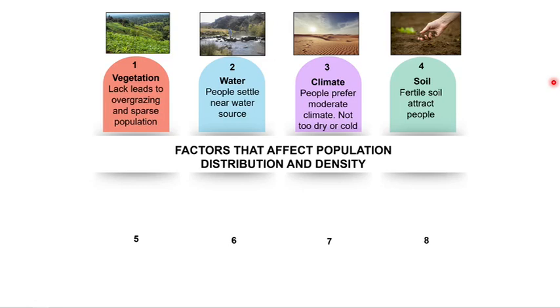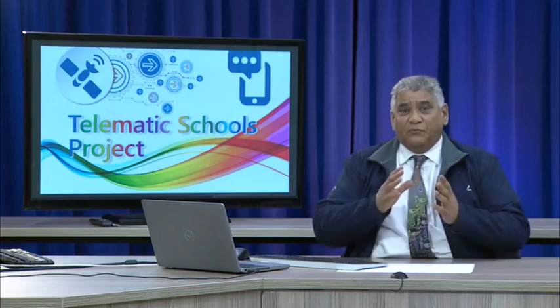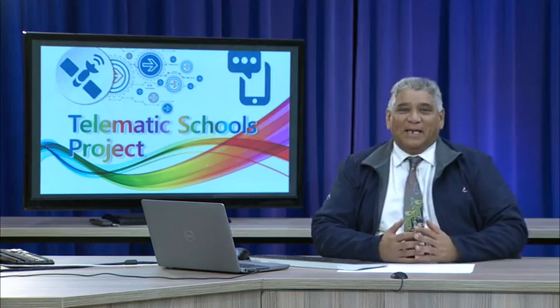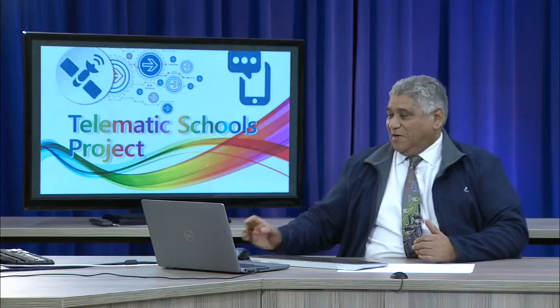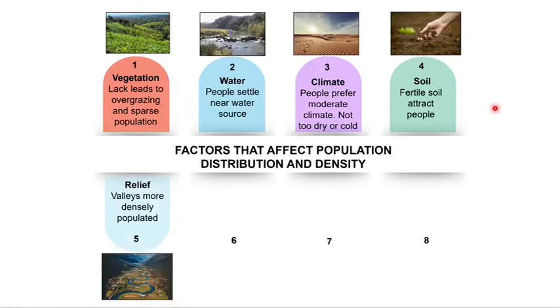Right. The fourth one, soil. Of course, fertile soil will attract people. Now, if you've got fertile soil, you've got food. Okay, so that is why people are attracted to fertile soil.